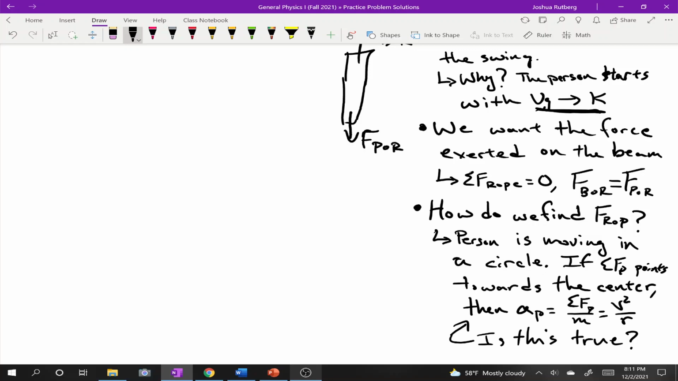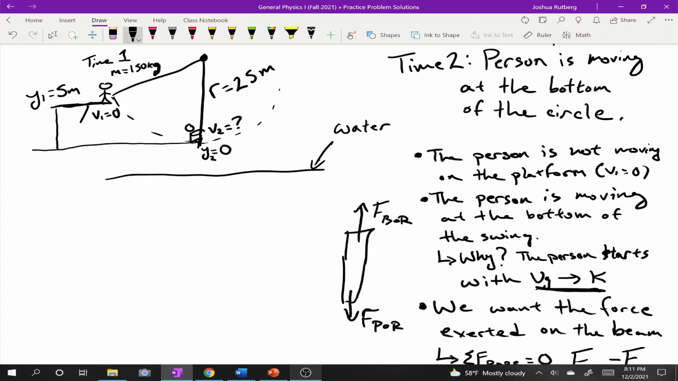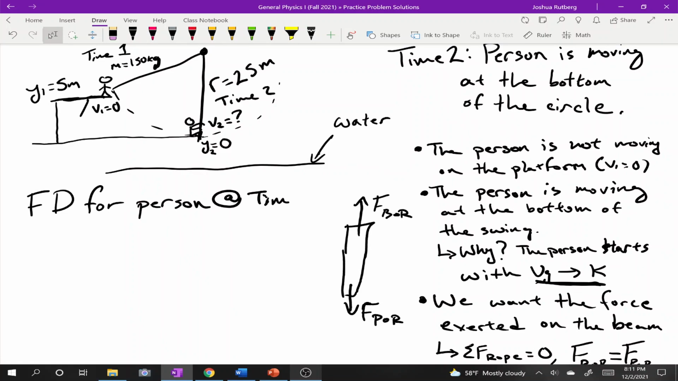Is that true? So let me draw a force diagram for the person when they're at the bottom of the swing and see if this is an equation that I can use. Remember, never use an equation before checking that it actually works for what you're trying to do. So this is going to be my force diagram for the person. I should probably label this as time 2. At time 2, the person is moving that way. But remember, when I'm drawing a force diagram, the velocity does not matter. The direction the person is moving doesn't matter.